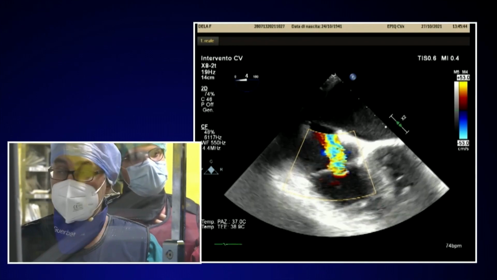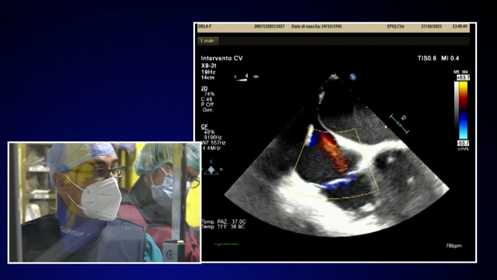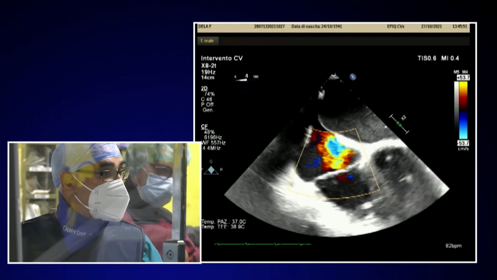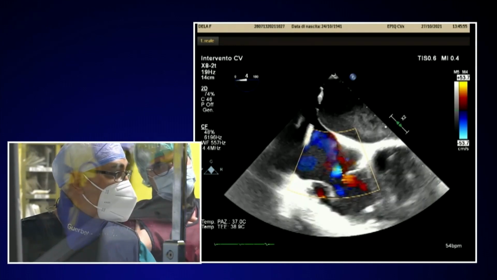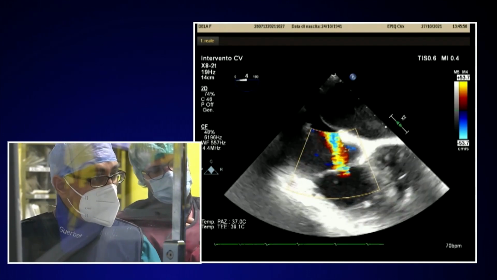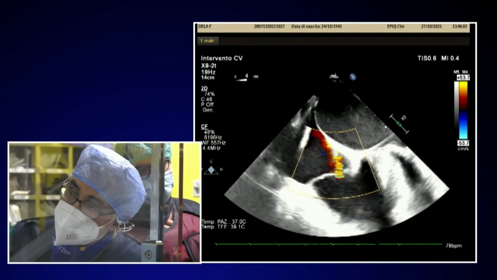So there is no tethering of the valve. So we have big annular dilatation. The septolateral diameter is 48 millimeters. So I think we can go with the procedure.